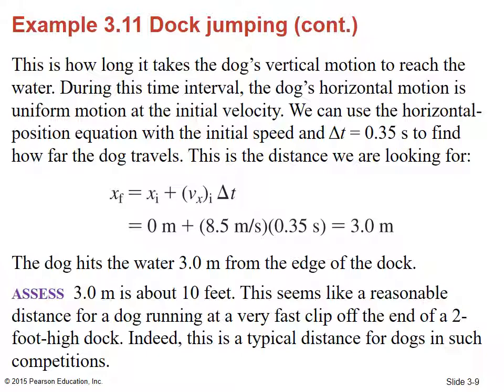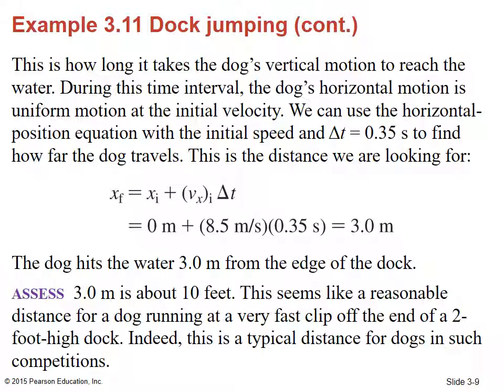During this time interval, the dog's horizontal motion is uniform motion at the initial velocity. We can use the horizontal position equation with the initial speed and delta t of 0.35 seconds to find how far the dog travels. That is the distance we are looking for. The dog hits the water 3 meters from the edge of the dock. 3 meters is about 10 feet.